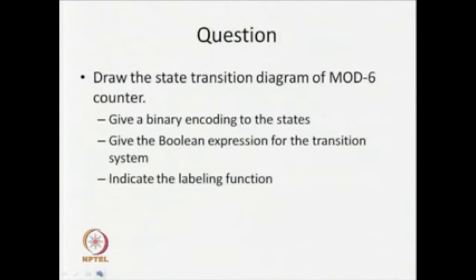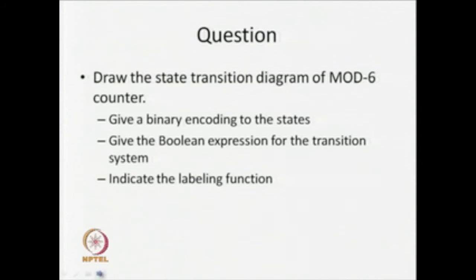Okay. Now, just look into a question that says: draw the state transition diagram of a mod 6 counter. So, what you have to do? Give a binary encoding of the states, give the Boolean expression for this transition system, and indicate the labeling function. Okay, we have to indicate the labeling function. Now, how we are going to say? I am talking about a mod 6 counter basically.